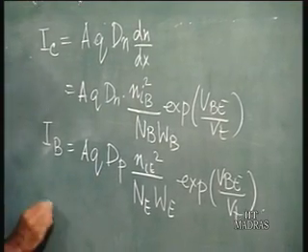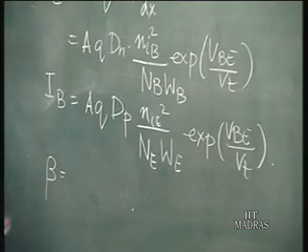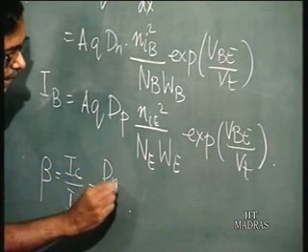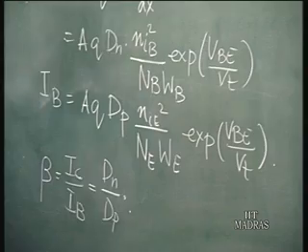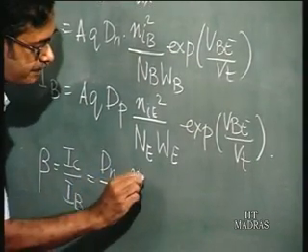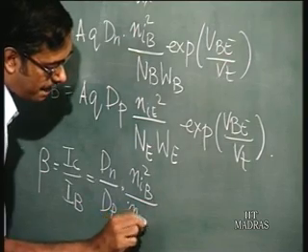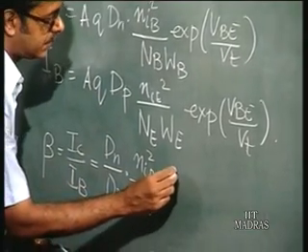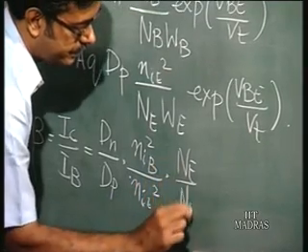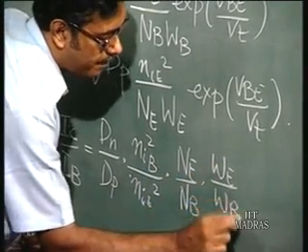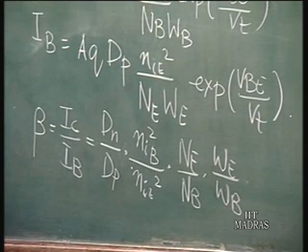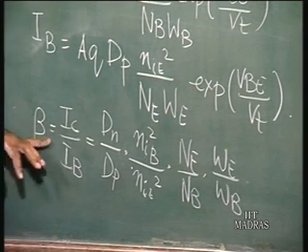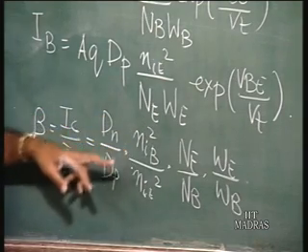what you have now is beta is IC by IB. So, you have dN by dP, then you have Ni B squared, Ni E squared, Ne by Nb, We by Wb. So, this is almost the same relation as for a homojunction, except for the fact that we have written it in terms of Ni B squared and Ni E squared.